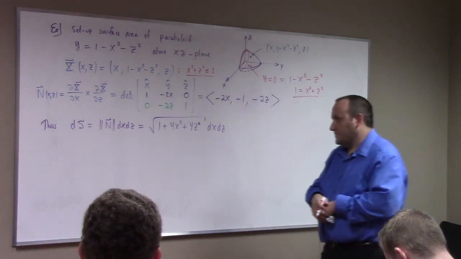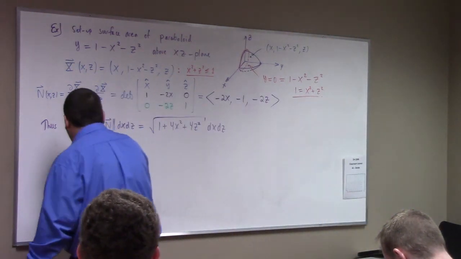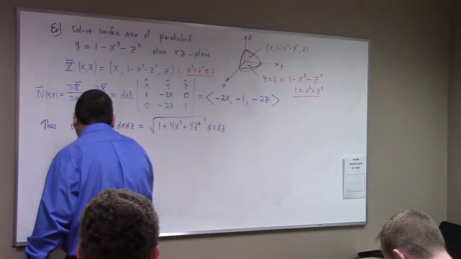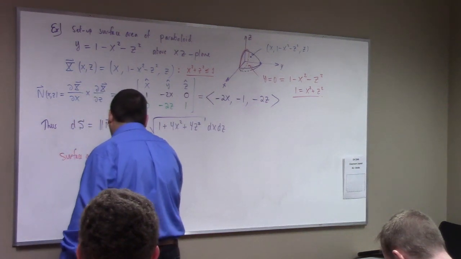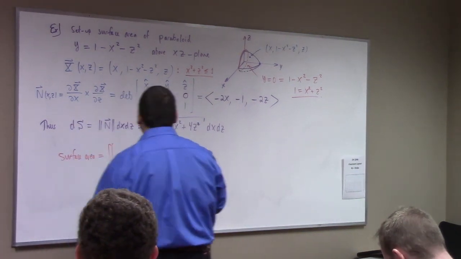So let's do it. Surface area equals integral. I need to give this paraboloid a name.